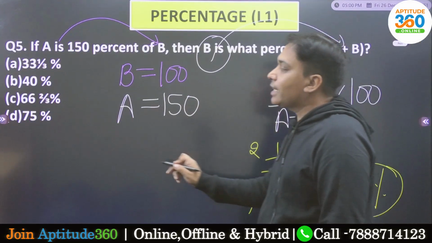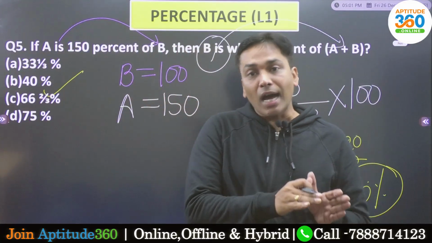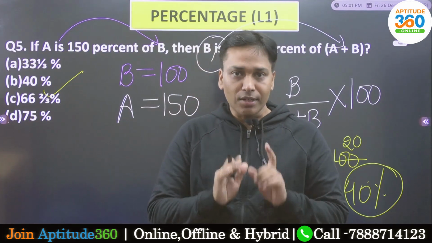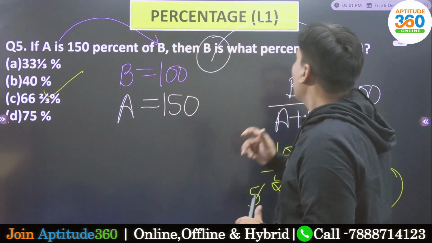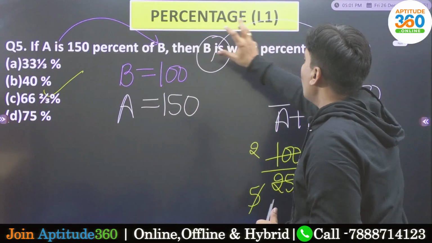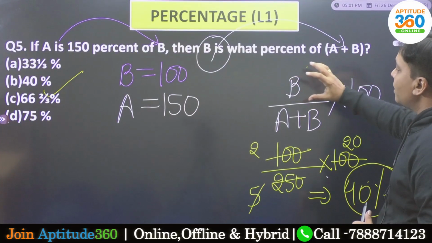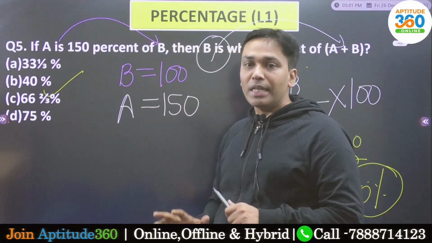Did I use any algebra to solve the problem? No. What did I do? जहां से comparison शुरू होगा, that value should be taken as 100. That is understanding number 1. Understanding number 2 is, since b is what percent of a, b को कंपेयर कर रहे हो आप a plus b से, so b should be in the numerator whereas a plus b should be in the denominator. Simple.